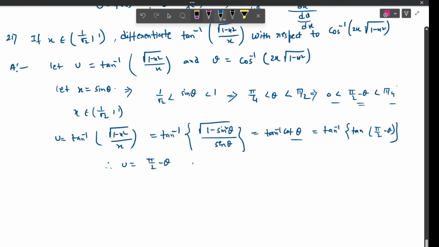Now if we differentiate with respect to x, so du by dx would be, pi by 2 is 0, minus the differentiation of theta, and what is theta? Theta is sin inverse x. So what is the differentiation of sin inverse x? It is 1 by root 1 minus x square, so with the minus sign, minus 1 by root 1 minus x square. Okay. Now our v is cos inverse 2x root under 1 minus x square.